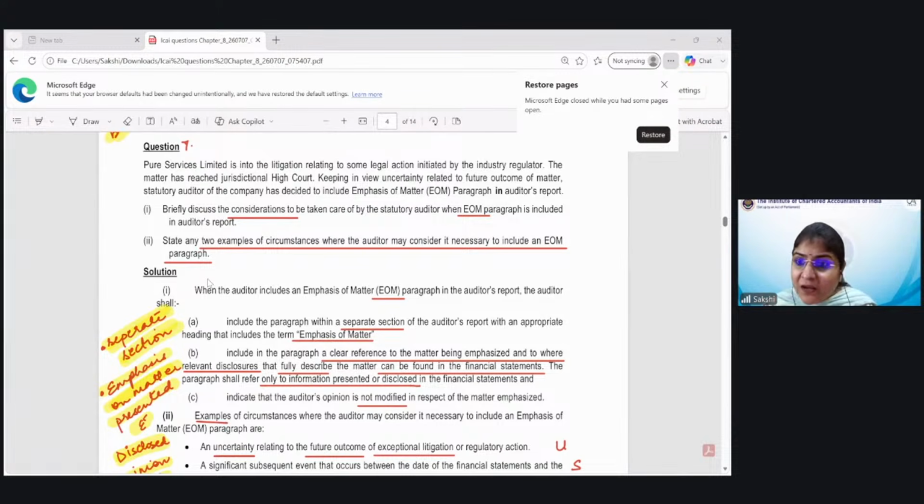Number 1. Now what happens when you write the answer? You know the answer, very happily you are writing all the 3 points, and then you skip the second part. You forgot to write the second part of the question. The second part says, give 2 examples of circumstances where the auditor may consider it necessary to include such a para. This you skipped. Why? Because you were so happy you knew the answer that you wrote 1, 2, 3 and finished. Out of 5 marks, how much are you getting?